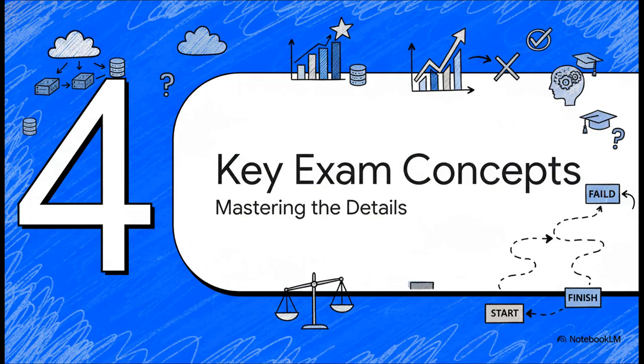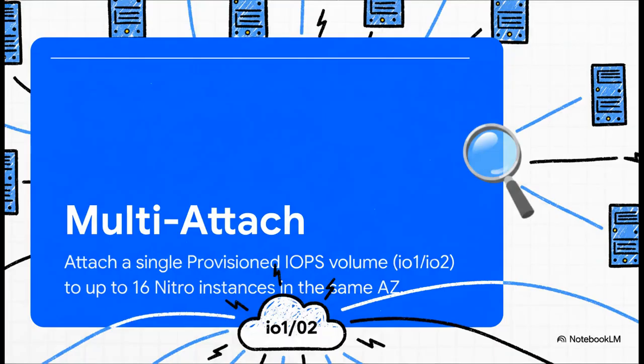Okay, we've covered the different flavors of volumes. Now, let's dig into a few advanced concepts that are prime material for those trickier exam questions. Getting these details right is what can make all the difference. First up, multi-attach. This is a really cool feature. It lets you take a single EBS volume and attach it to multiple EC2 instances at the exact same time. Think of it like a shared network drive, but with the high performance of a local block device.